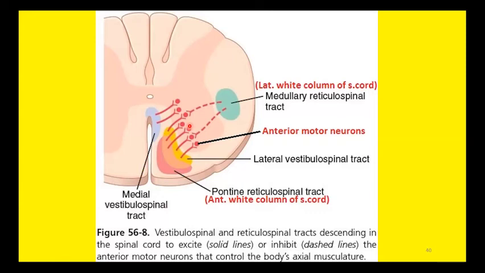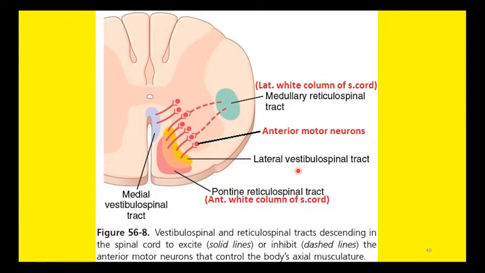For pontine, the source of origin is the pontine reticular nuclei, and for medullary, the source of origin is the medullary reticular nuclei. Both are located within the brainstem. One group is located at the level of pons, the other group is located at the level of medulla, and the collective terminology is reticular formation. So in one line we can say reticular formation is the source of origin for the medullary as well as pontine reticulospinal tracts. Both are extrapyramidal.